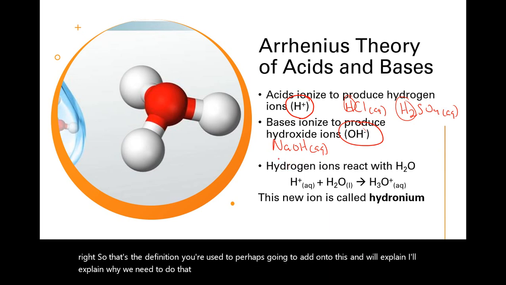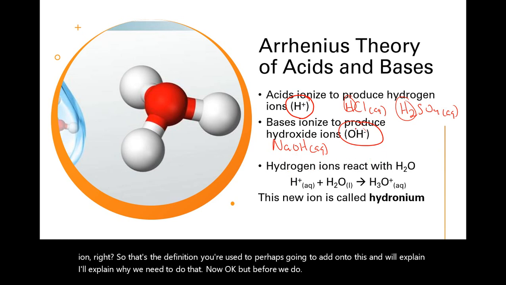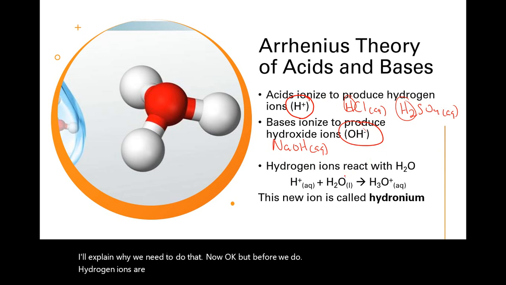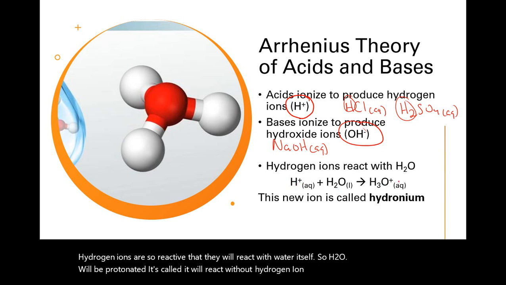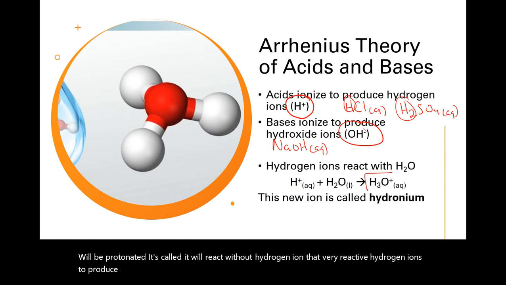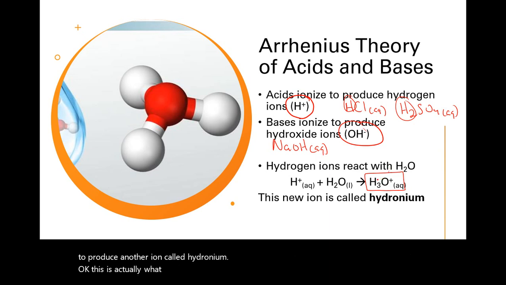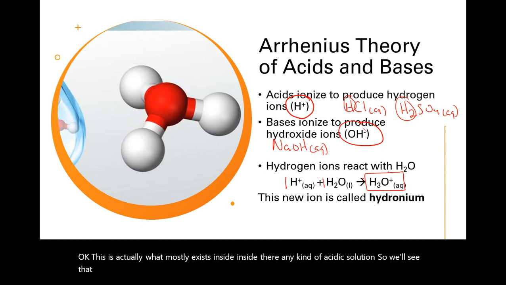Okay, but before we do, hydrogen ions are so reactive that they will react with water itself. So H2O will be protonated, it's called. It will react with that very reactive hydrogen ion to produce another ion called hydronium. Okay, and this is actually what mostly exists inside any kind of acidic solution. So we'll see that everything here is a 1-to-1-to-1 ratio.